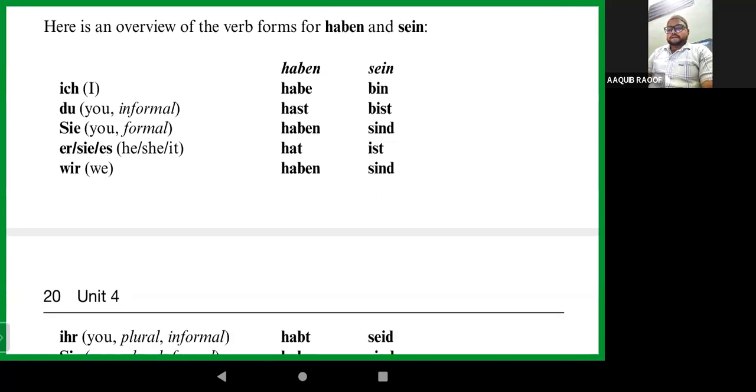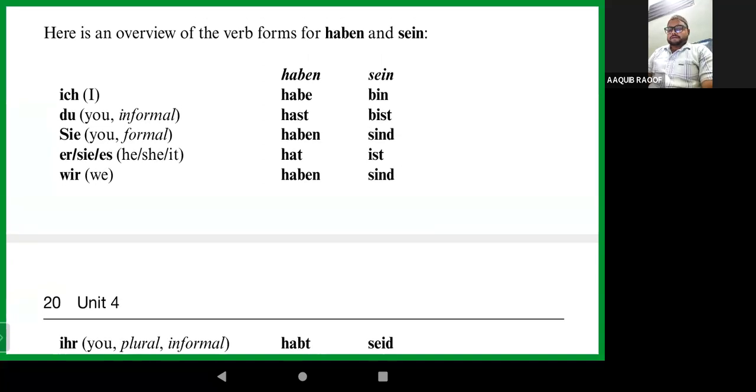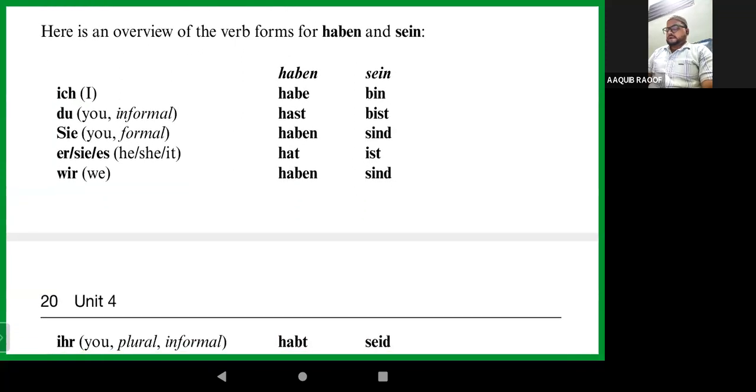Ich, I. Now see how to use haben and sein. Ich habe. I have. Du hast. Er hat. Sie hat. Es hat. Wir haben. We have. Er hat. He has. Sie haben. They have. Or you have, for formal.